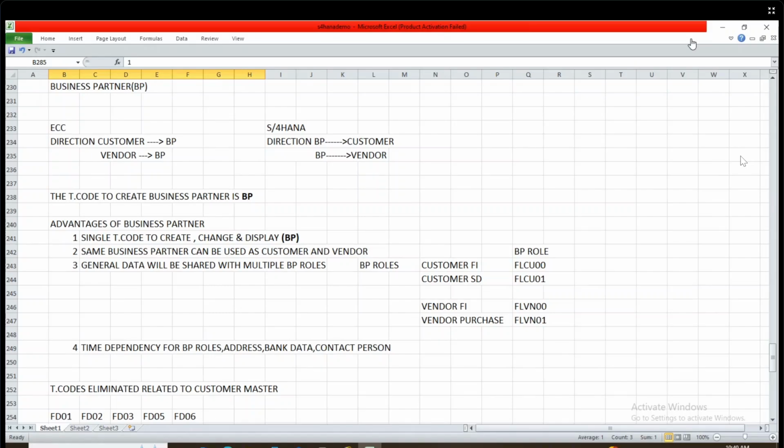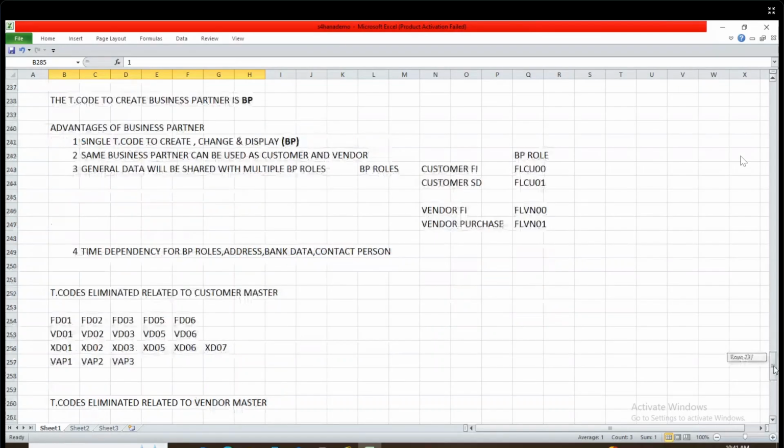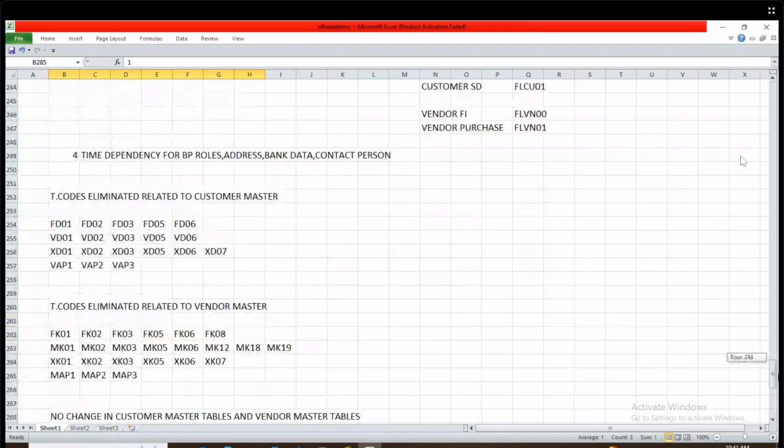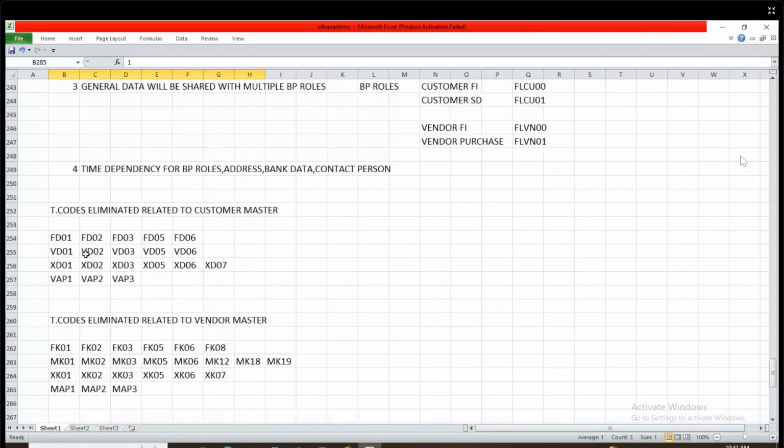Sir, in row number 5, where you mentioned the T-codes eliminated in customer master, it mentions VD01. Should it be XK01, or is VD01 fine? VD01 means create sales data. FD01 means create company code data. XD01 means complete: you will get general data, company code data and sales area data. If you use FD01, you will get only company code data, not sales area data. If you want, cross-check that.